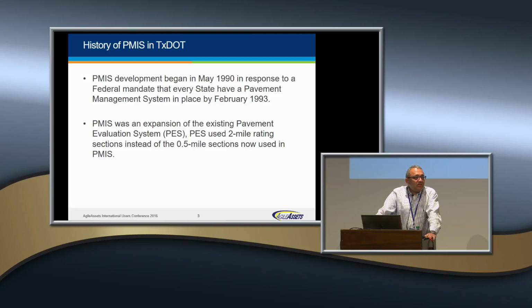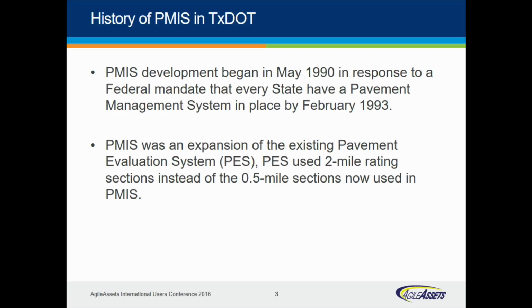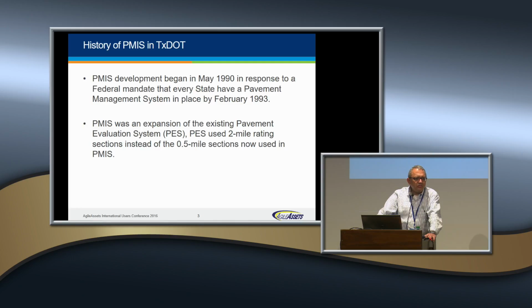The pavement management system in TXDOT was developed in 1990 in response to a federal requirement that every state needs to have a pavement management system by 1993. At that time, TXDOT, our maintenance division, had a system in place called the Pavement Evaluation System, PES. And so the PES was expanded and modified into our pavement management system.